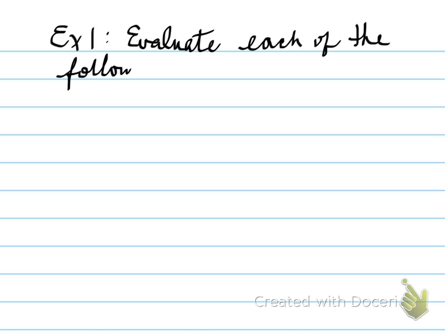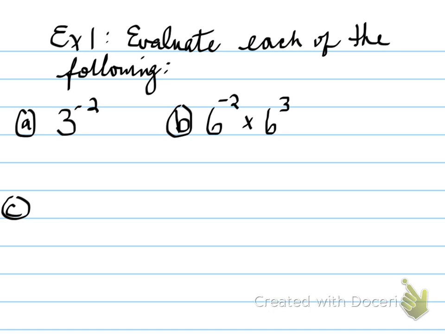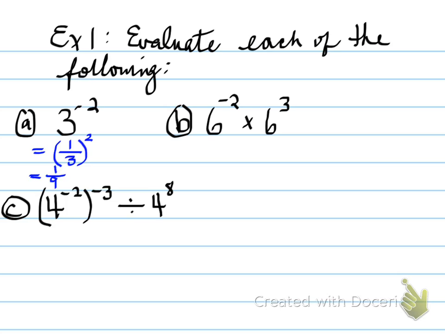Example number 1. Evaluate each of the following. 3 to the negative 2, 6 to the negative 2 times 6 to the 3, 4 to the negative 2 to the power negative 3, divided by 4 to the power 8. So, first one. 3 to the negative 2 is equal to 1 over 3 to the power of positive 2. 1 squared is 1. 3 squared is 9. The answer is 1/9.